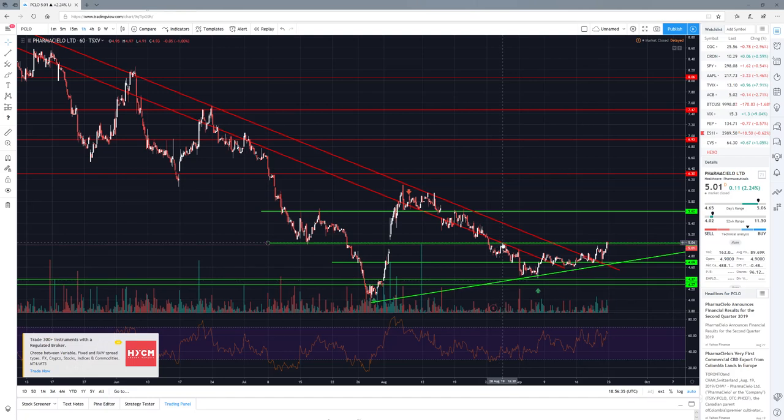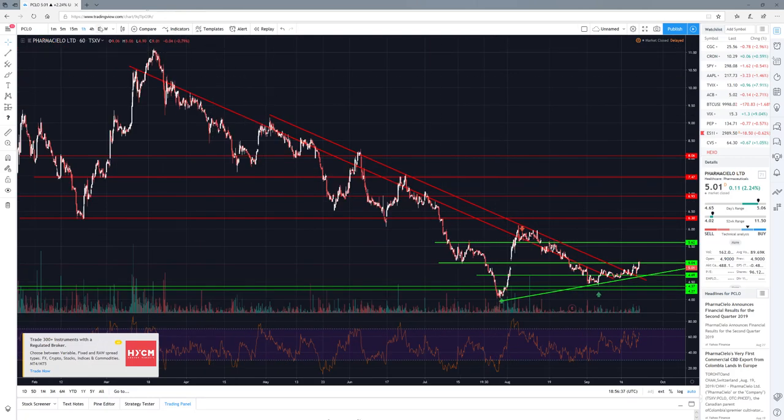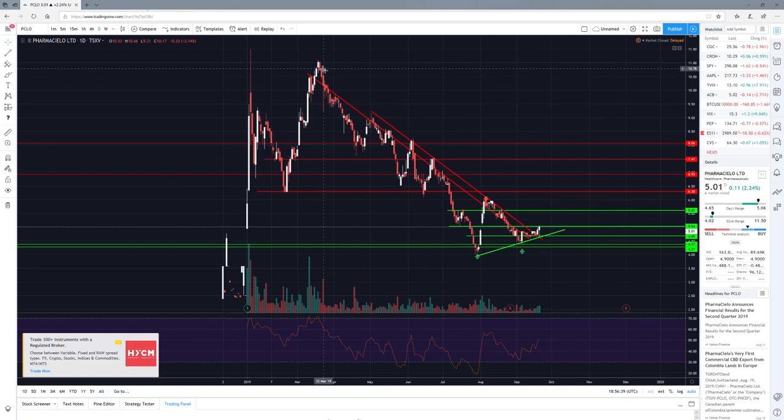So this is an example of extended legs up and down. So yeah, let's go through a bunch of charts really quickly.